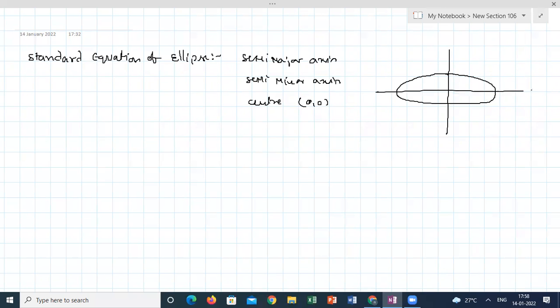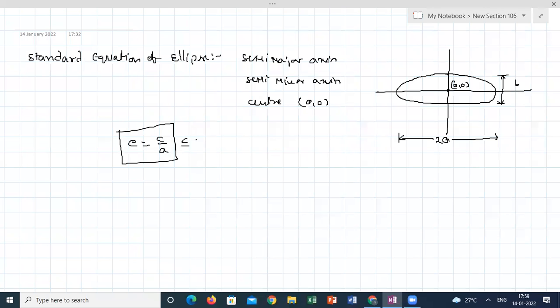Sir, is there a maximum value of eccentricity? Yes. See, what is eccentricity? C by A, correct? That is the definition. So C by A means what? Is C always less than A or greater than A? Less than or equal to A.